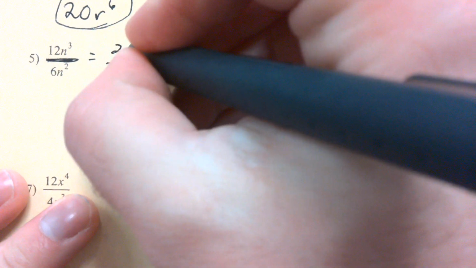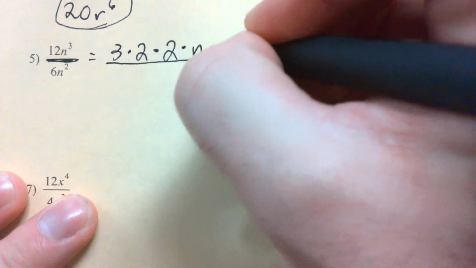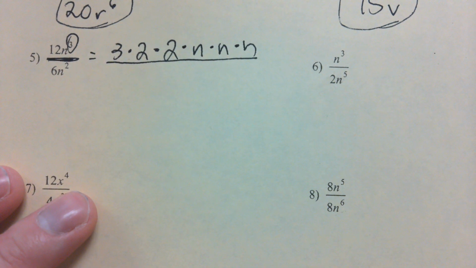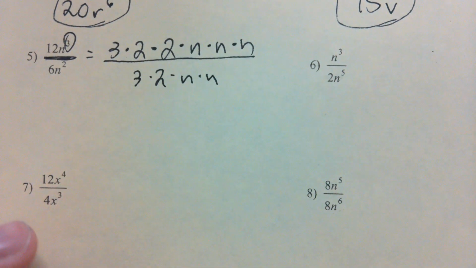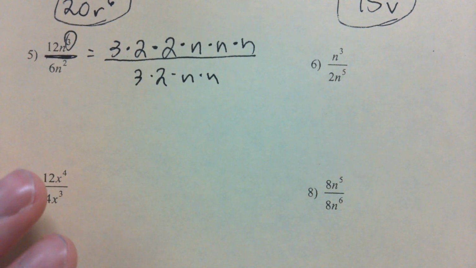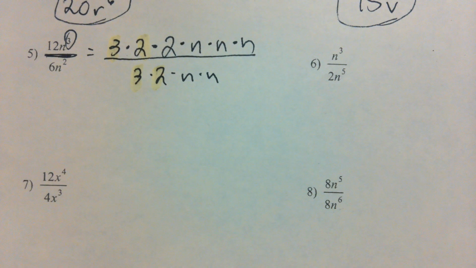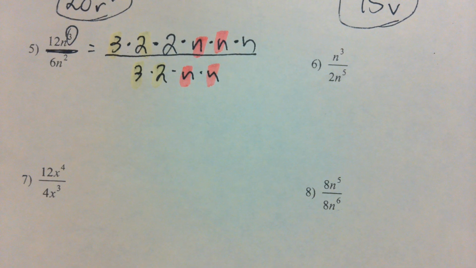3 times 4, which is 3 times 2 times 2. And we've got 3 n's after that, right? N to the power of 3. 6 is just 3 times 2 with 2 n's coming after that. So it looks like I've got a pair of 3's and a pair of 2's. And how many pairs of n's can I highlight? 2 pairs. Boom, boom, just like that.